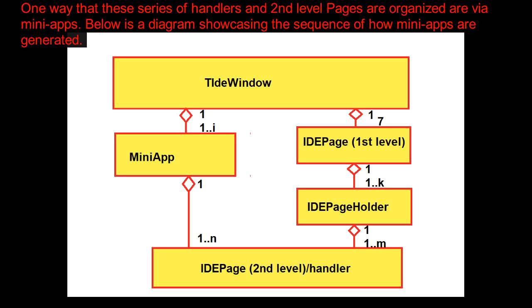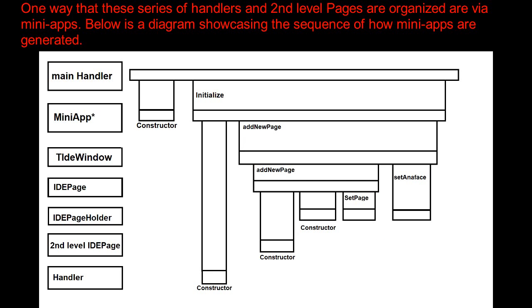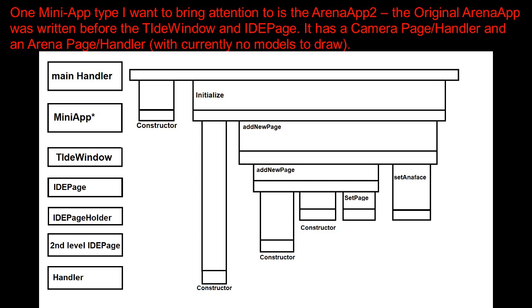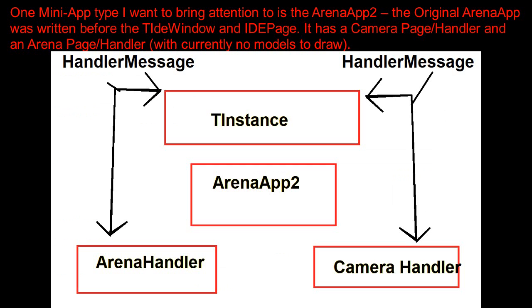One way that these series of handlers and second-level pages are organized are via mini-apps. Below is a diagram showcasing the sequence of how mini-apps are generated. One mini-app type I want to bring attention to is the Arena App 2. The original Arena app was written before the TIDE window and IDE pages. It has a camera page handler and an Arena page handler, with currently no models to draw.